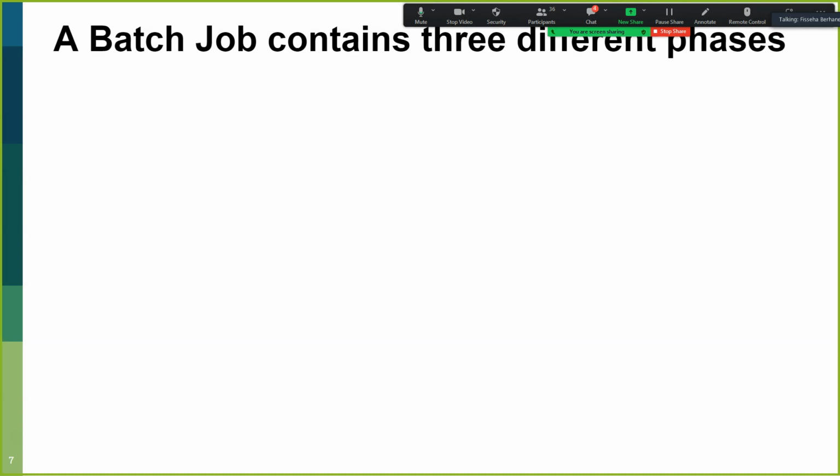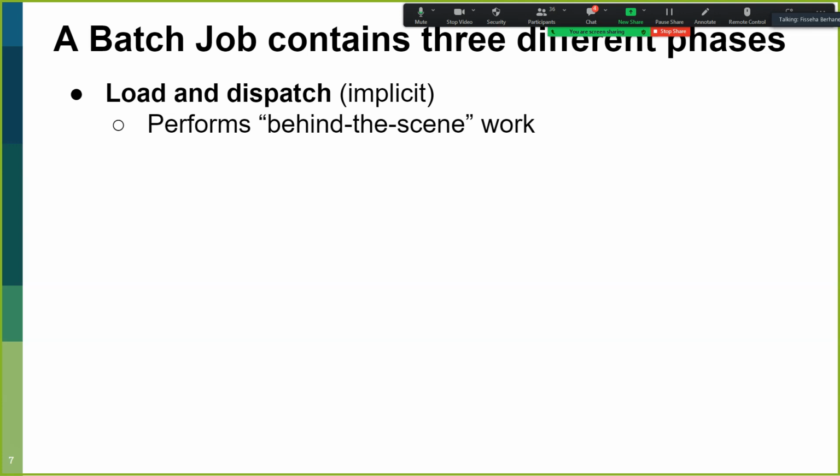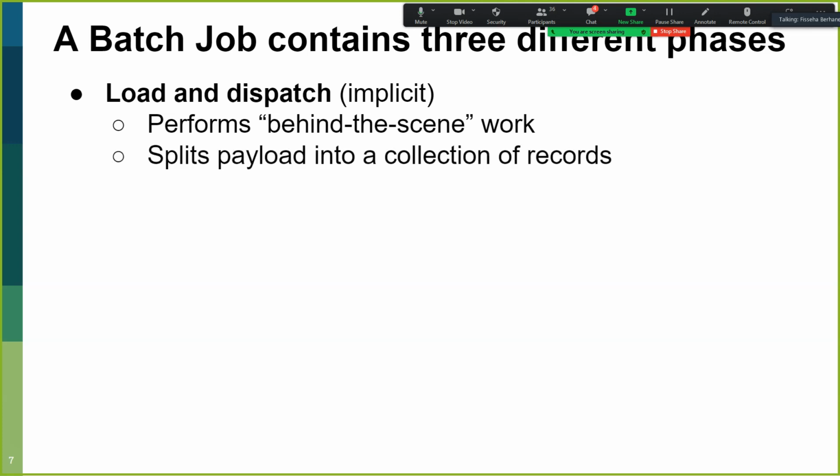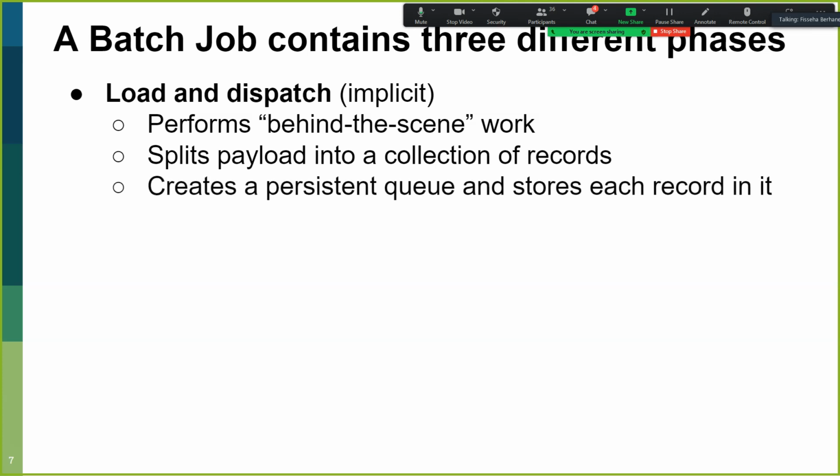So batch job contains three different phases. The first one is implicit. It is load and dispatch. So preparing the data, creating a copy of the payload. This is done behind the scenes. It splits the payload into a collection of records and creates a persistent queue and stores each record in it. So the payload that comes into the batch job, it splits the payload and creates a collection of records and persists the data into queue. So as you can see, it is creating a copy of the data.